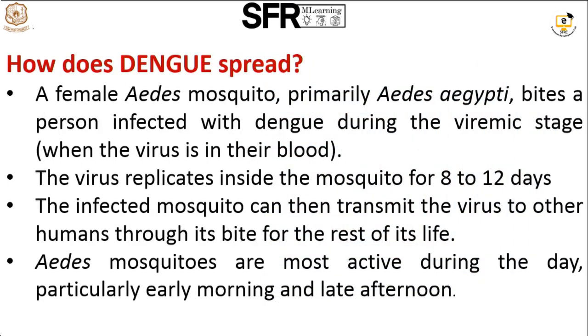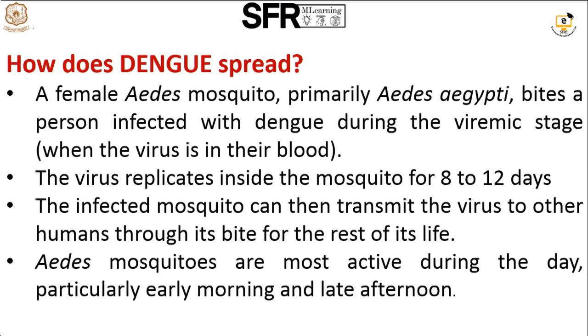So, how does dengue spread? Dengue virus spreads through a female mosquito named Aedes. Aedes primarily infects a person with dengue during the viremic stage. The viremic stage means the infected person has the virus circulating in their blood. At that stage, the virus is easily transmitted from one person to another.